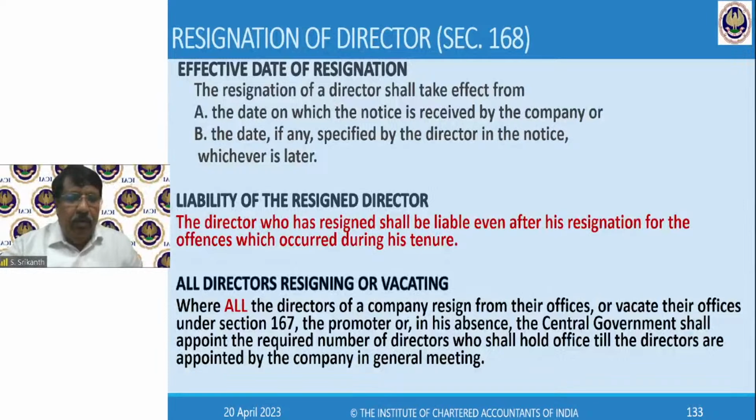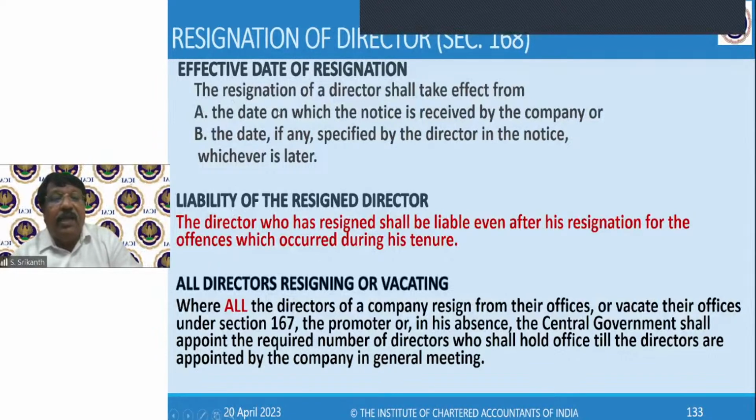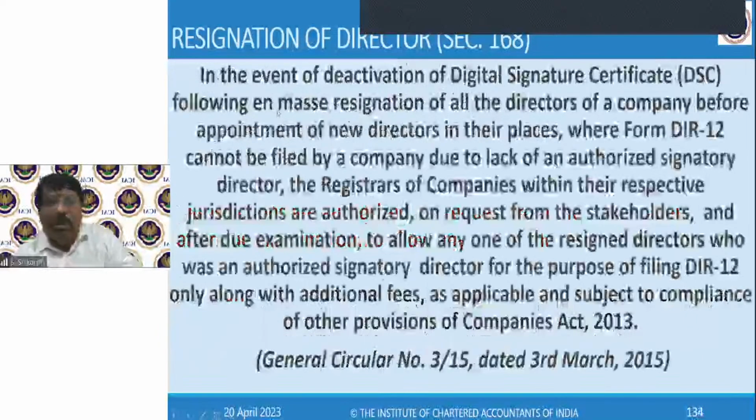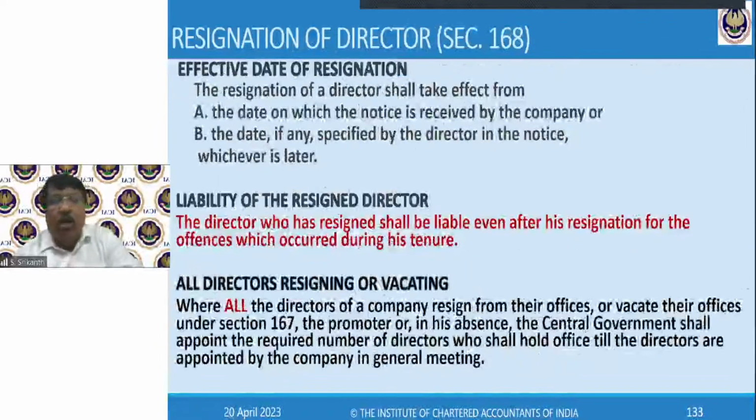Where all directors of a company resign from their office or vacate their offices under section 167, then the promoter or the central government shall appoint the required number of directors who shall hold office till the directors are appointed. Such a pathetic case, all directors are resigning. Then the central government shall appoint.